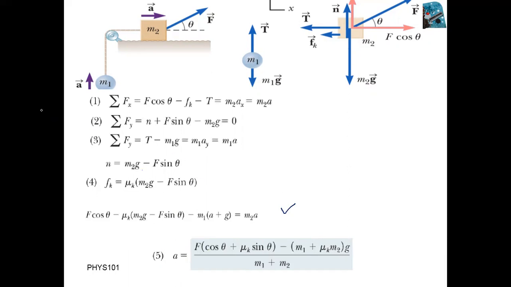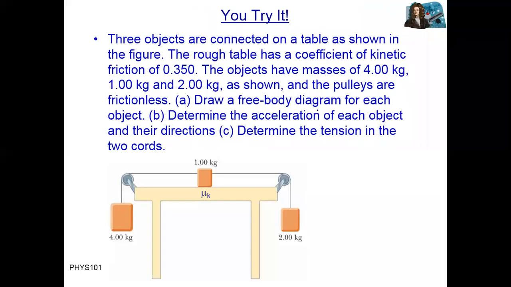For example, if one body has acceleration of 2 meters per second squared, the second body has the same, because these two bodies are connected with each other. You can try this one. The kinetic friction values are given, and the masses are given. Mass number 1 is 4 kg, mass number 2 is 1 kg, and mass number 3 is 2 kg. All three bodies are connected. The tensions, tension number 1, 2, and 3, are the same. So how to find the acceleration of the body and how to find the tension?